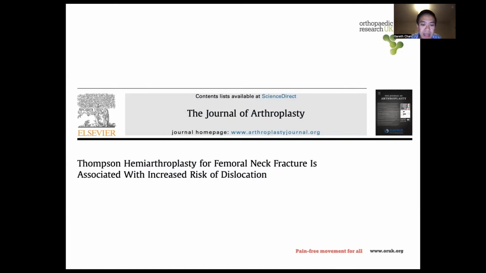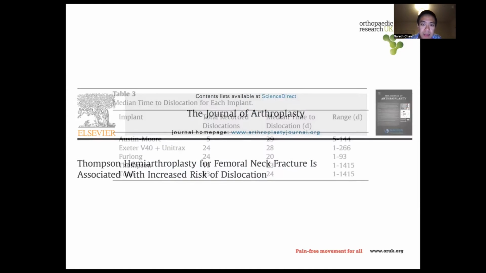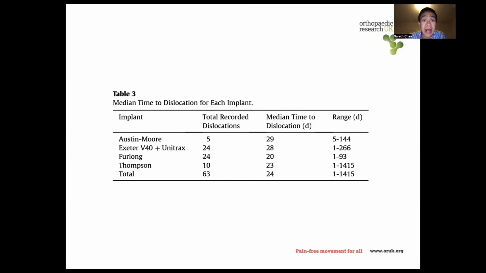So for example, let's take this study. This study looked at time to dislocation for different prostheses or implants that we use for hemiarthroplasty. Now, if you look at what this described, it described the median time to dislocation. So what is median? And we think back to our GCSE maths, we talk about mean, median, mode. But what is mean, median, mode?